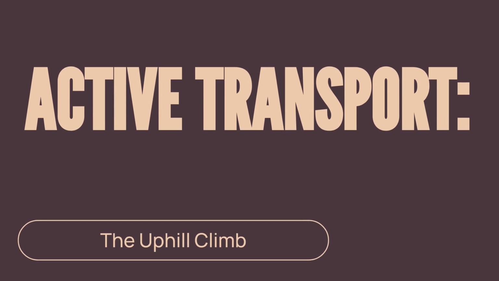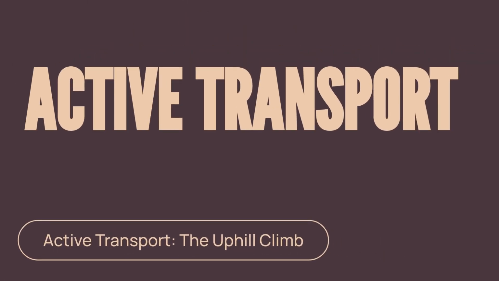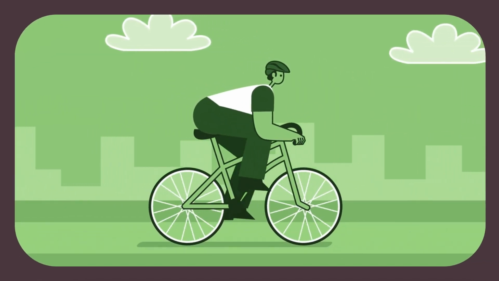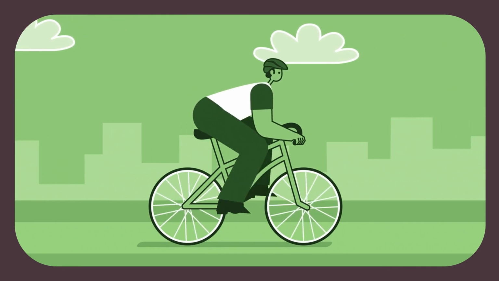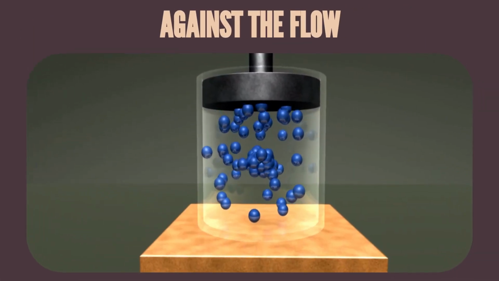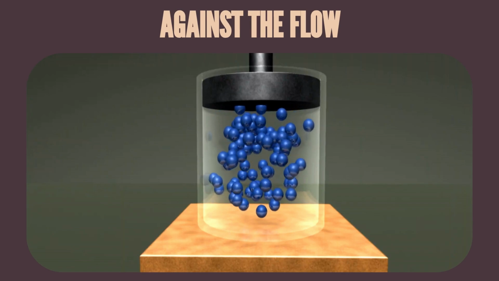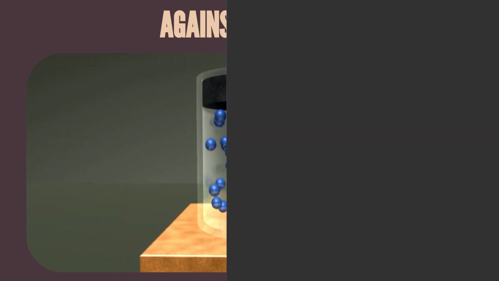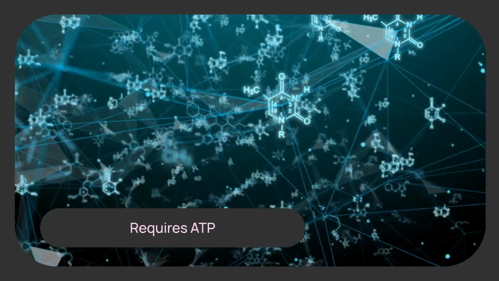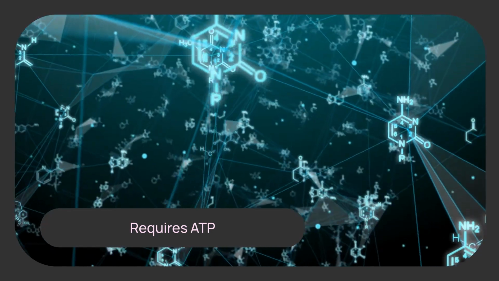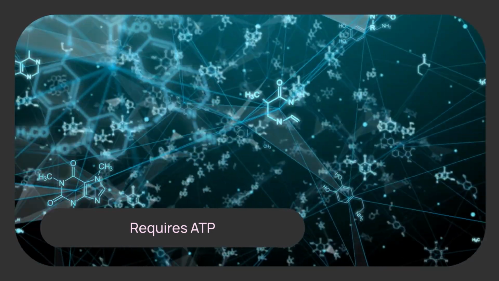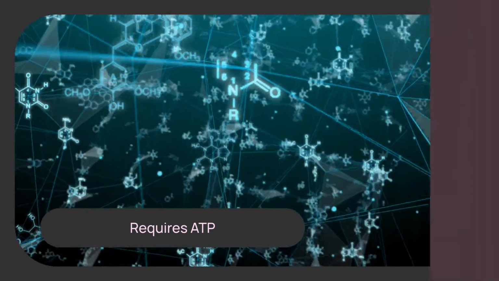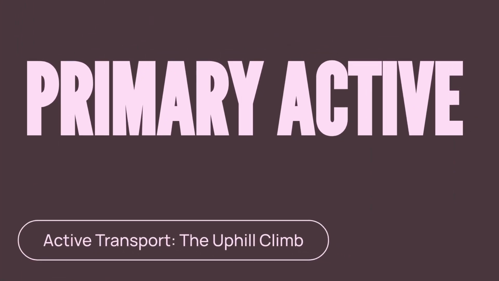Now we'll tackle the concept of active transport, the uphill climb. Another world of cellular mechanics. But what if the cell needs to move a substance against the natural flow? Welcome to active transport. This is like swimming upstream or pushing a bike up a steep hill. Molecules are forced from an area of low concentration to a place of higher concentration. Because this goes against the concentration gradient, the cell must expend cellular energy in the form of ATP, or adenosine triphosphate. There are two main types of active transport.